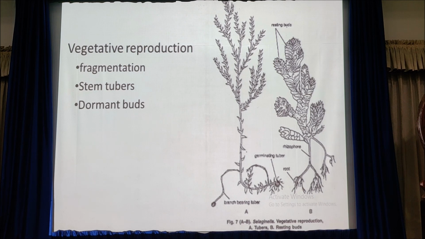Some species of Selaginella propagate by means of tubers, and these tubers may be aerial, developing from the apices of the aerial branches, or they may be subterranean. During favorable conditions, the tubers germinate into new sporophytic plants. In some other species, the aerial branches bear dormant or resting buds, and they germinate into new plants during favorable conditions. So the vegetative reproduction involves fragmentation, stem tubers and dormant buds.